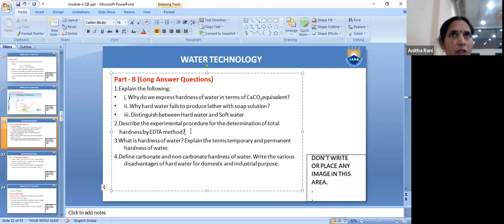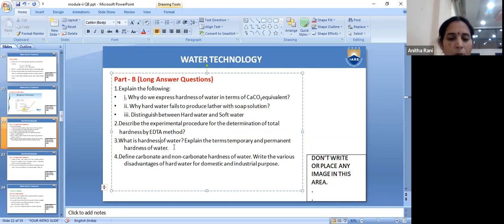So M3 gives the total hardness: M3 into 100 into 1000 will convert into ppm. M4 gives the permanent hardness: M4 into 100 into 1000 will convert into ppm. So you have to write all the 4 steps. Explain properly.